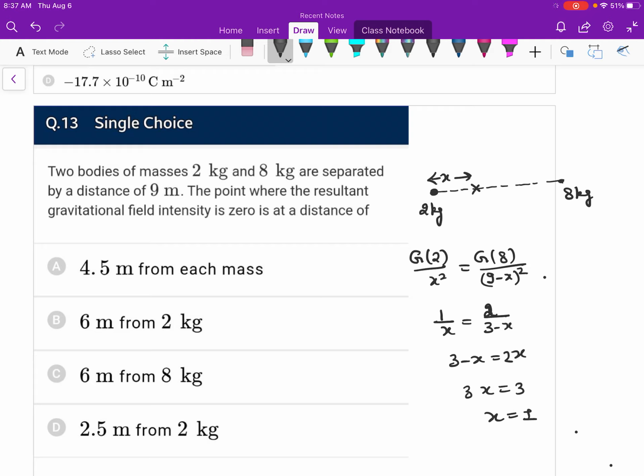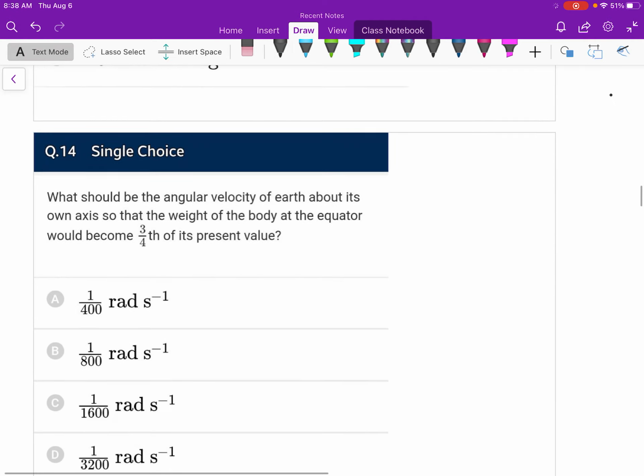Let's check. Two bodies of masses 2 kg and 8 kg are separated by distance 9. The point where the resultant gravitational field intensity is 0 is at a distance of... So G m1 upon r1 square is G m2 upon r2 square. So 1 upon x is 2 upon 9 minus x. I had written a mistake here, it should be 9 minus x. So 9 equals 3x, x equals 3. So at a distance of 3 meter from the 2 kg mass and 6 meter from the 8 kg mass. So C is the correct option.